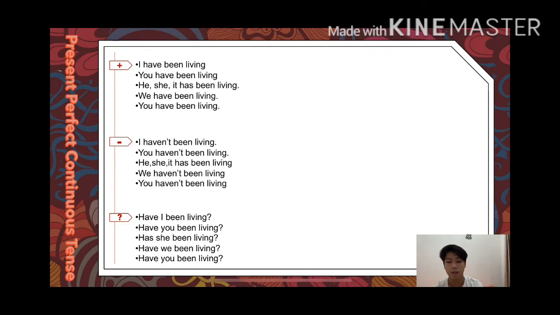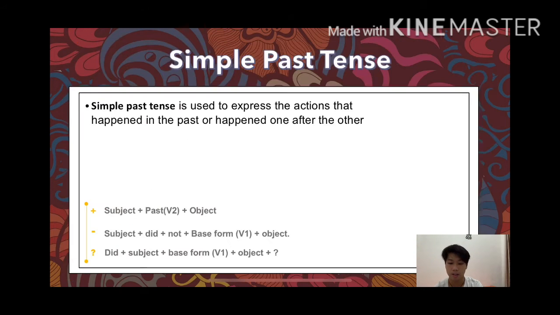For the example, the positive one is: I have been living. For the negative: I haven't been living. For the question: have I been living? Okay, next. Simple past tense.